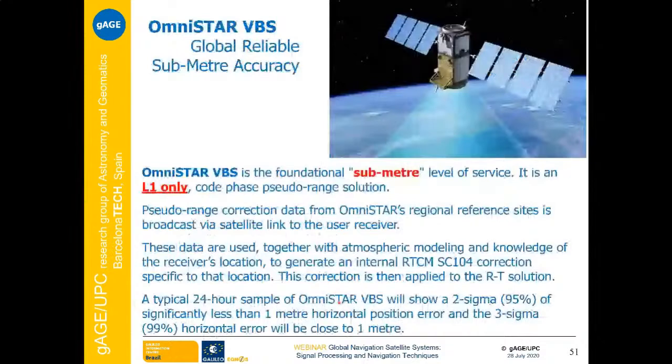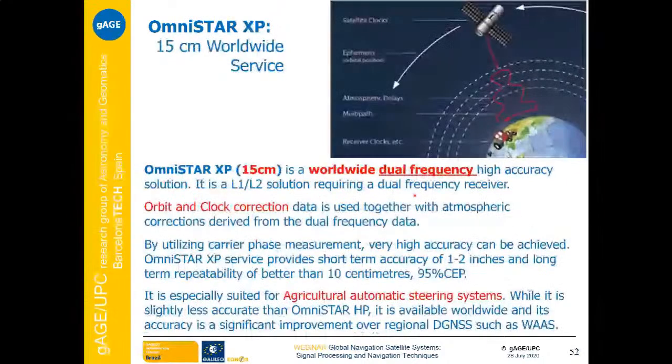Well, these products are, for instance, the OmniStar. This provides sub-meter level of accuracy using a single frequency. This corresponds to the code-based differential positioning that has been presented by my colleague Adrià. This is code-based differential positioning. Using a smoothed code, we can achieve sub-meter level accuracies.